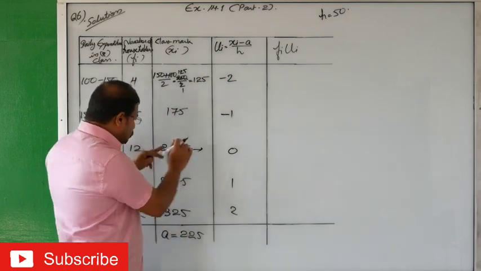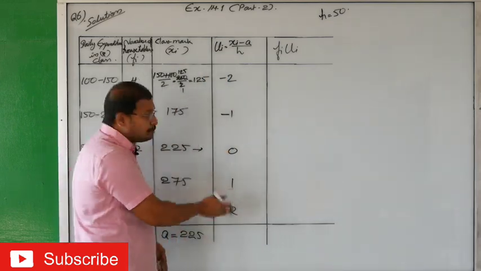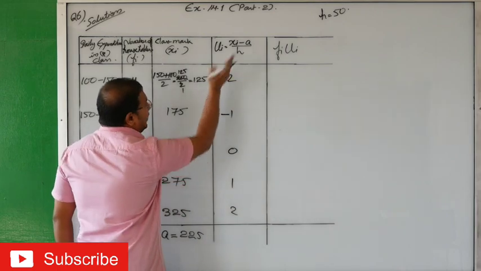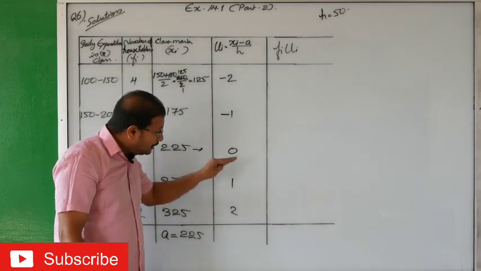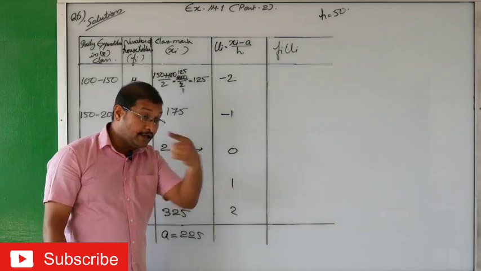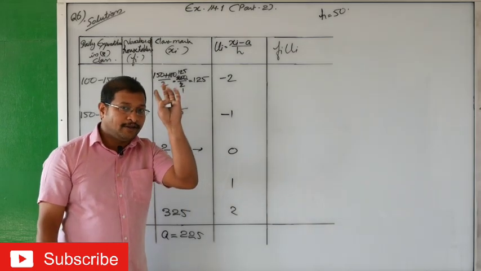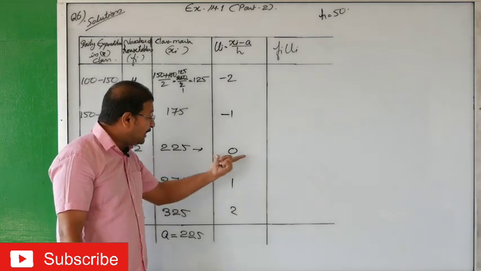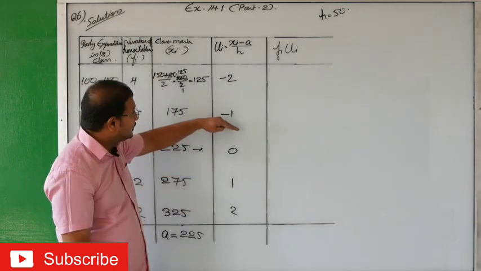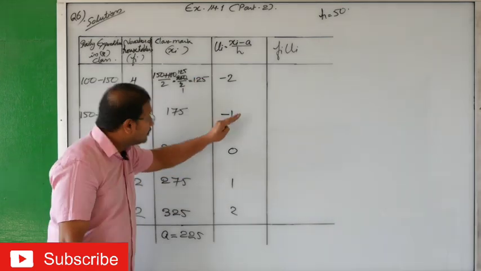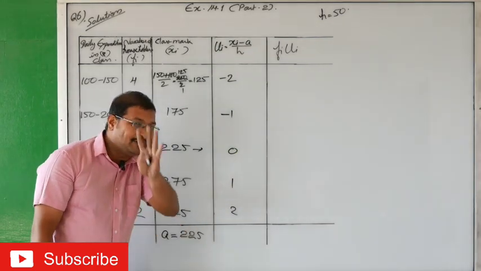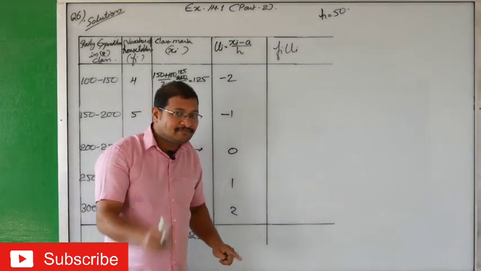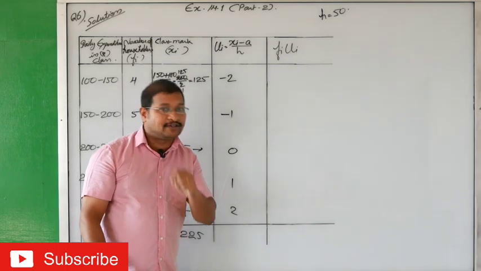Means what will you do? Straight at a you keep 0. Upside will be minus 1, minus 2, minus 3. Downside will be 1, 2, 3. Any question you take, ui will be the same this way. Straight at a you keep 0, upside minus 1, minus 2, minus 3, downside 1, 2, 3. No need to do the steps. Ready? Because you can save the time.